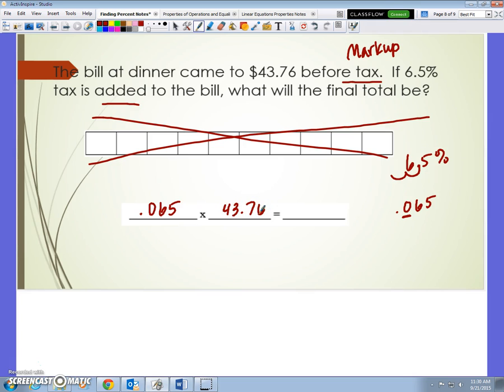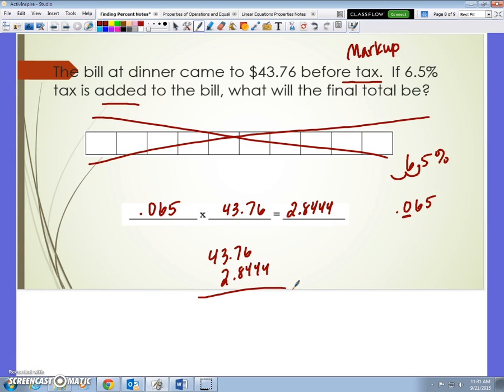43.76. And when I put that in my calculator here, 2.8444. All right, 2.8444. That's 6.5% of 43.76. But that's what they're going to add on to our bill as tax. So we need to take our 43.76 and we're going to add on our 2.8444.